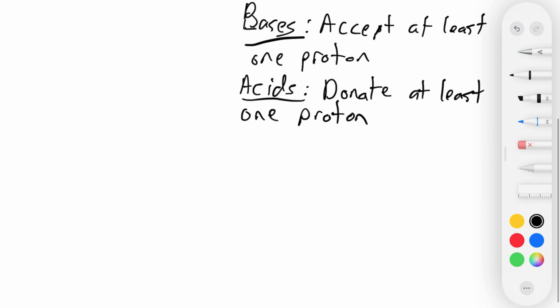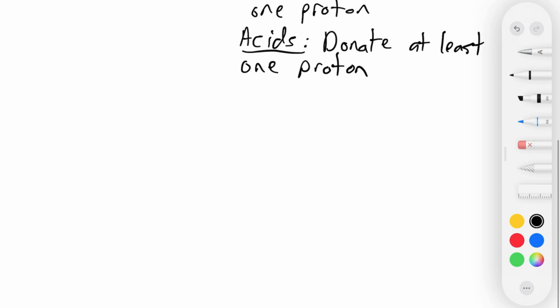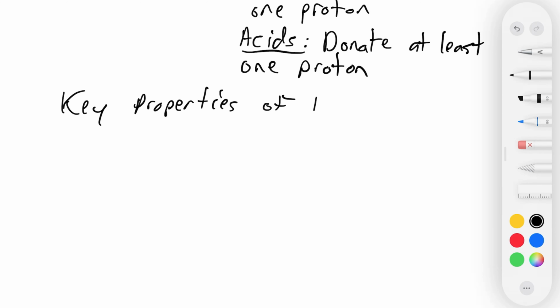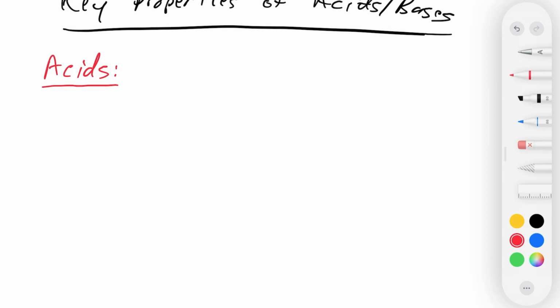There are other key properties of acids and bases, and we're going to summarize them quickly here. So, key properties of acids and bases. And we'll begin with acids first. So one of the main properties of acids is that they donate, or you could say release, sort of a synonym in chemistry, H+ ions in solution.